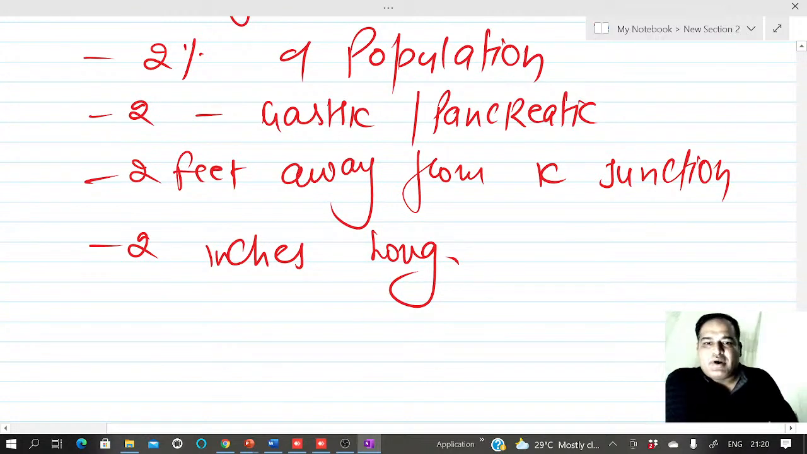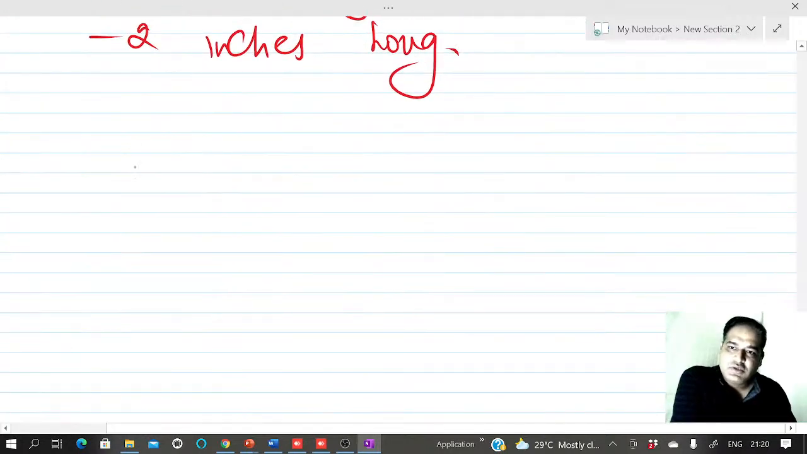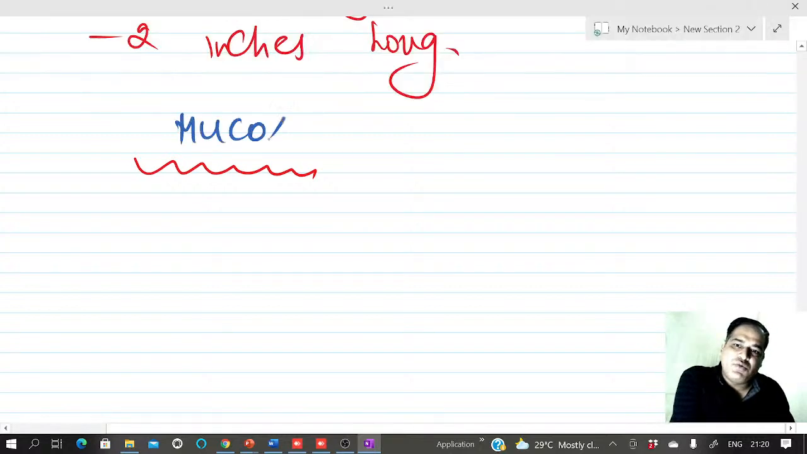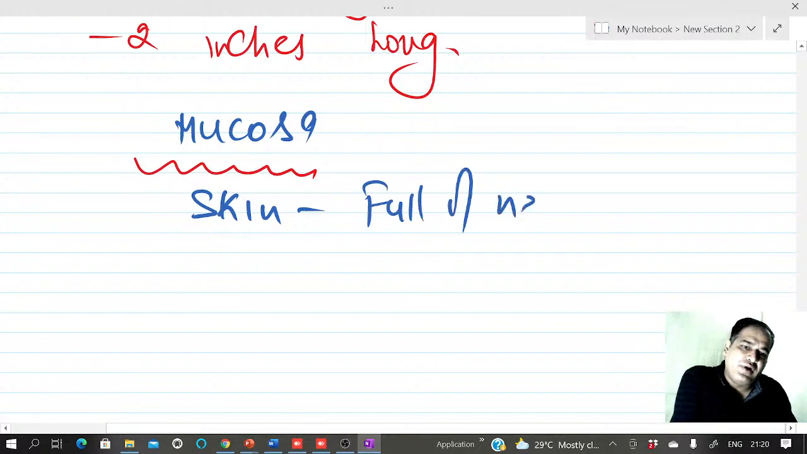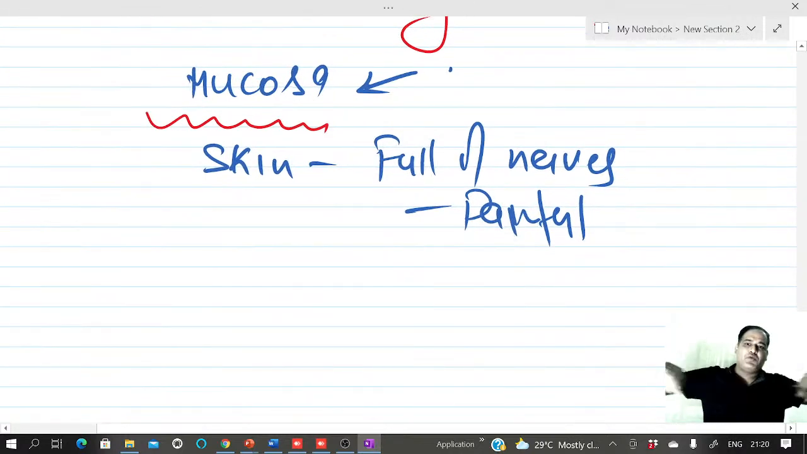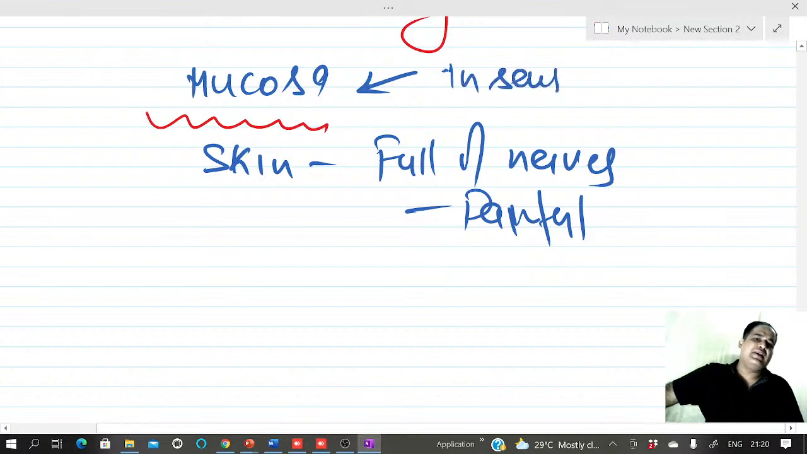Internal hemorrhoids are painless. Very good question. So let's say this is the pectinate line. On this side, this is mucosa. This side, this is skin. So this is full of nerves. That is why external hemorrhoids are extremely painful. This mucosa is only sensitive to pressure. We can easily call this insensate. Even if you cut this mucosa, there will be no pain.